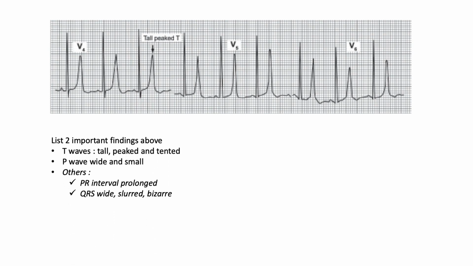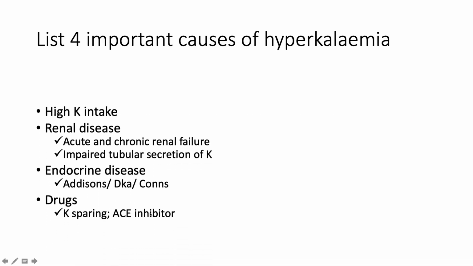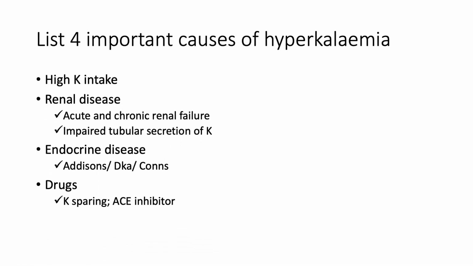Important findings here, that T wave is very tall, man. Tall, peaked and tented, and the P wave is wide and small, and this speaks to hyperkalemia, right? Also, other changes can be the PR interval is prolonged, and the QRS may become wide, slurred, and bizarre. So high potassium intake can cause it, and hyperkalemia often happens in the setting of renal failure. It can be acute or chronic, or in the setting of impaired tubular secretion of potassium.